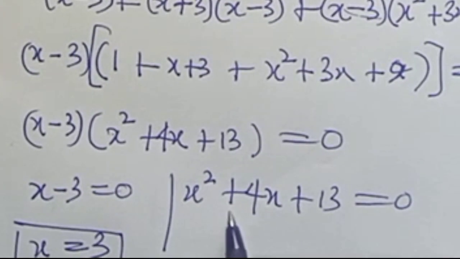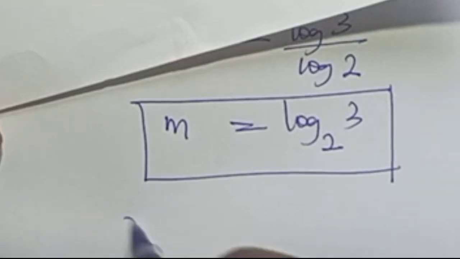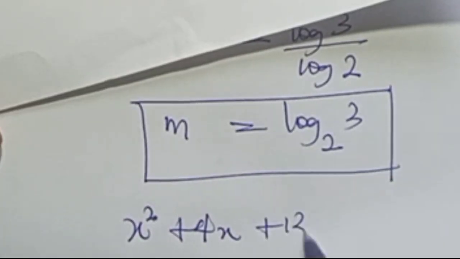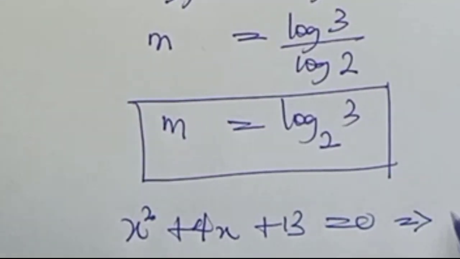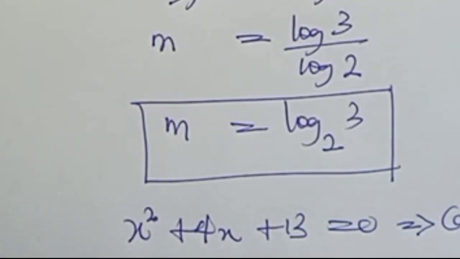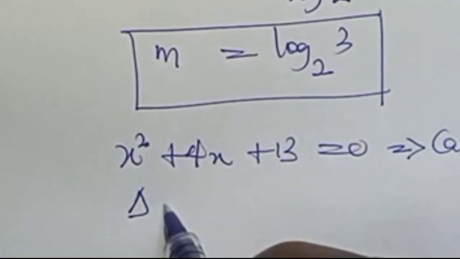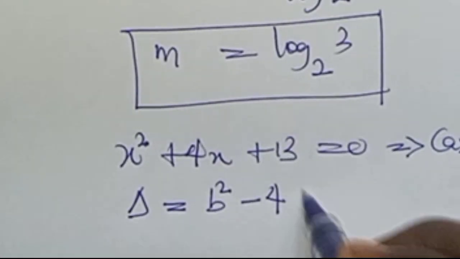And for the second case, where we have x to the power of 2 plus 4x plus 13 equals 0. This is case 2. So first, we will check if it will give a real solution by using the discriminant. The discriminant formula is given as delta equals b squared minus 4ac.